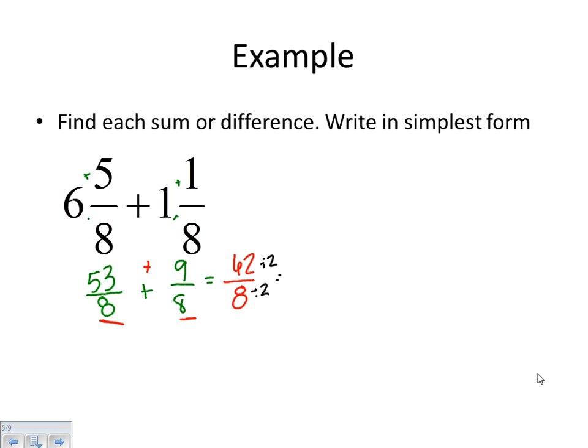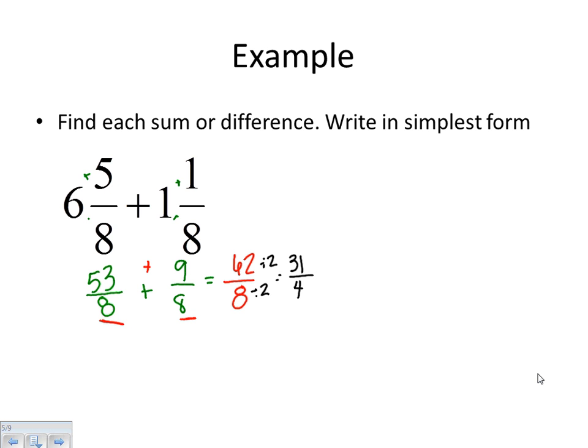And 62 divided by 2 is, let's see, 31. And 8 divided by 2 is 4. Okay, now this is in simplest form, 31 over 4, and I would accept this as an improper fraction, but you can also turn this into a mixed number.